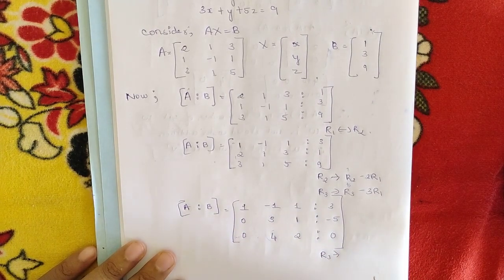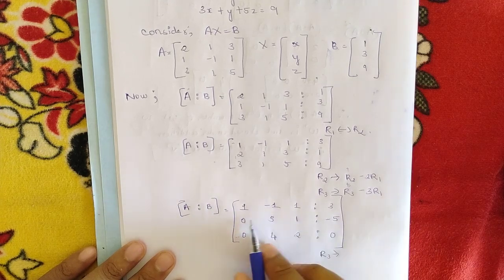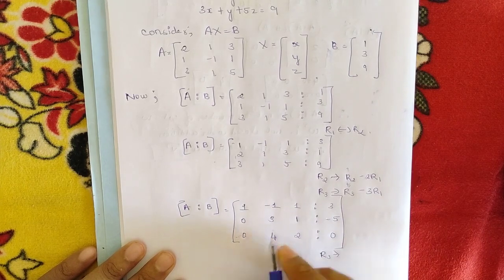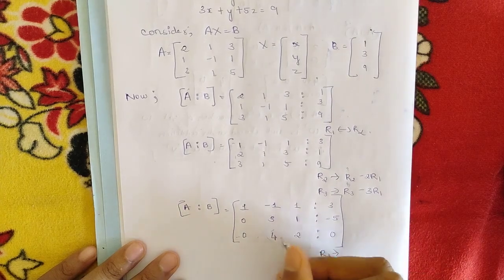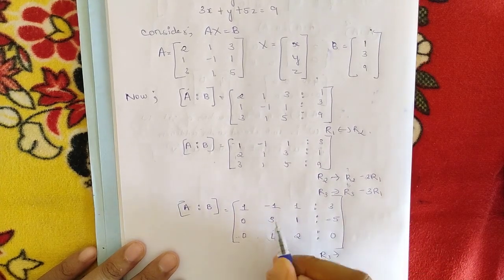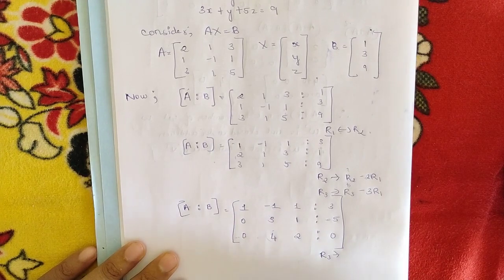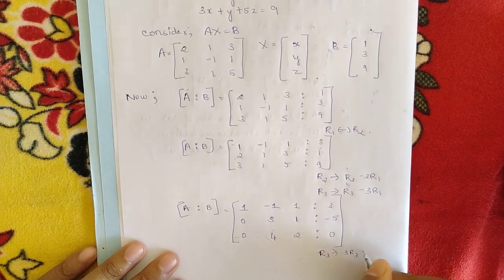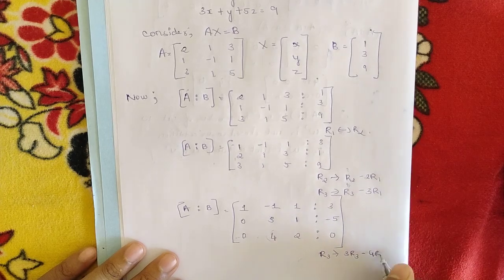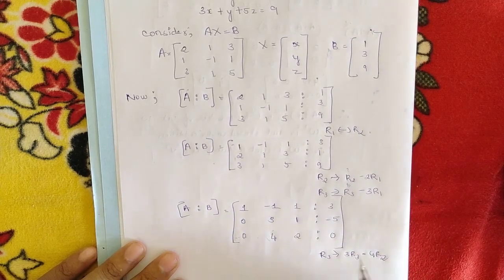How could we be making it now? This you should be making using the second row. If you use the second row, then you could be making this element equal to 0. Now using the second row, how can we make this element equal to 0? Since we have the values 4 and 3, the nearest values, we could be writing directly 3R3 minus 4R2. Okay. So using the second row, I have made this third row element equal to 0.